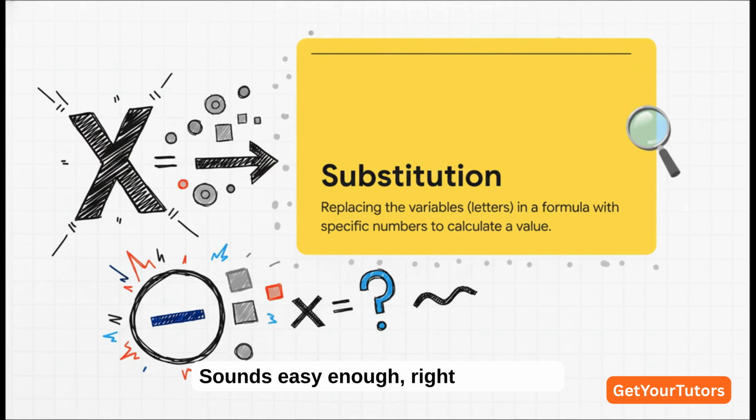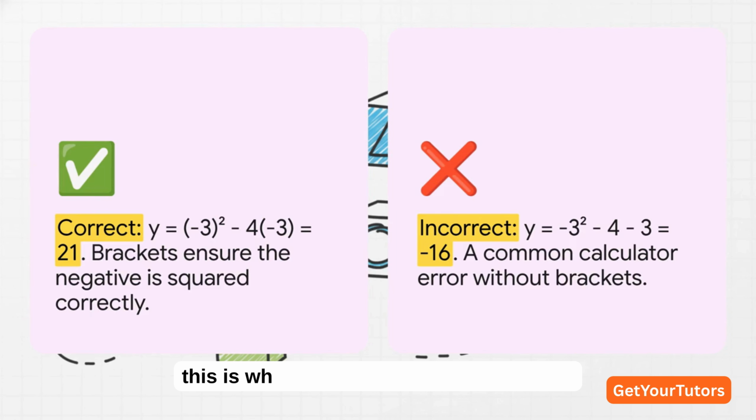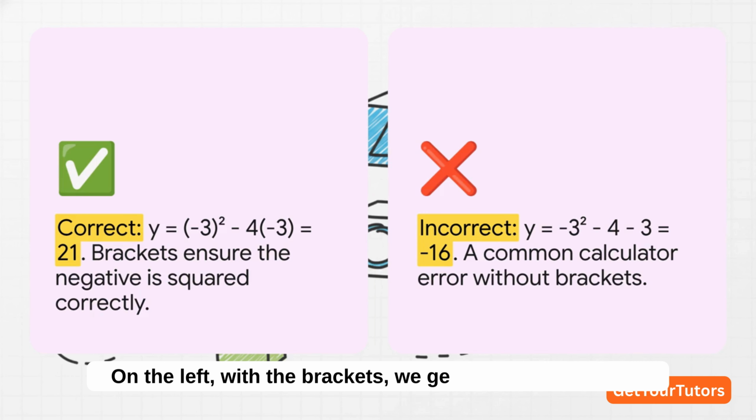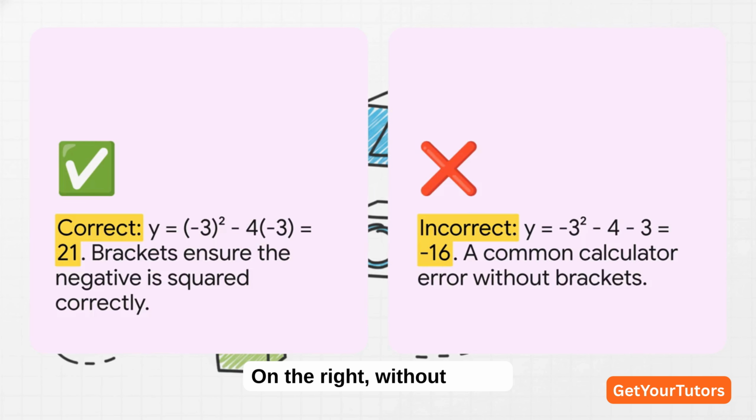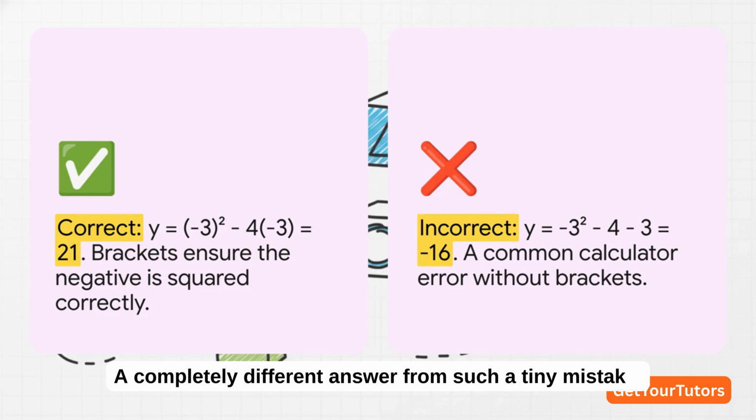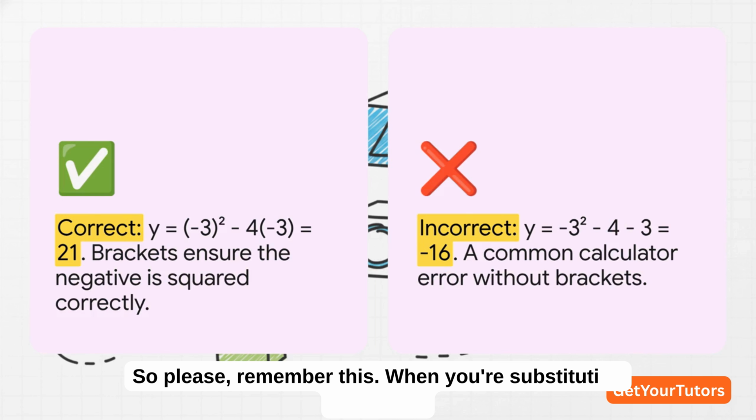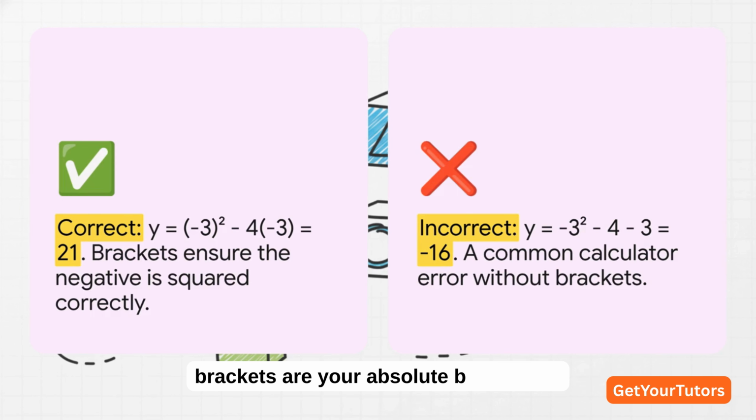Sounds easy enough, right? And it is, but there's this one little detail that trips up so many people: negative numbers. And this right here, this is why we have what I call the golden rule of substitution. You have to use brackets for negative numbers. I mean, just look at the difference. On the left, with the brackets, we get the correct answer, 21. On the right, without them, the calculator gets totally confused and spits out negative 16, a completely different answer from such a tiny mistake. So please, remember this. When you're substituting negatives, brackets are your absolute best friend.